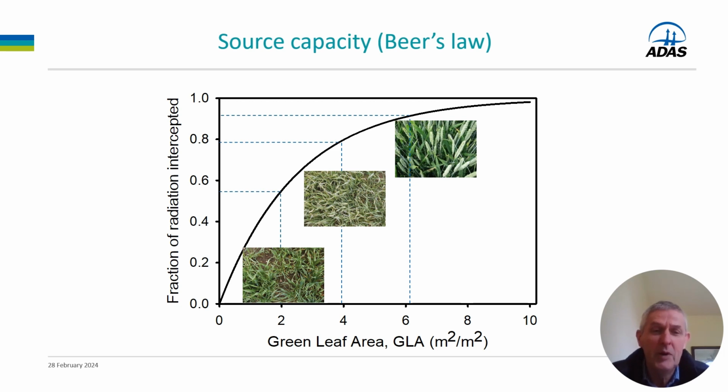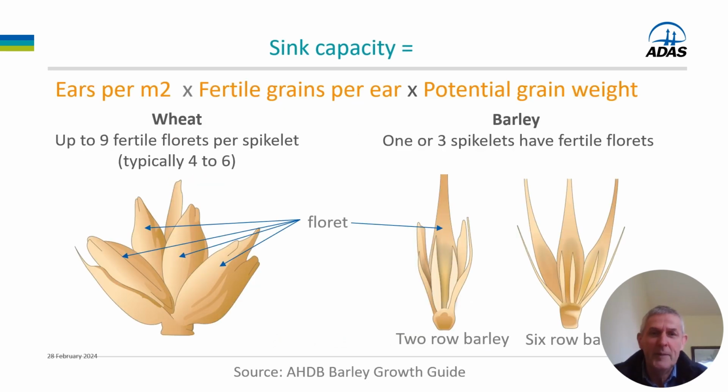the dotted line up, we're intercepting just over half of the available light. At a green area of 4, we're intercepting about 80% of the light. And by the time we get up to a green area of 6, we're up to about 90% plus of the light being intercepted. So this is a pretty good measure of our source capacity, how much carbohydrate we can produce. And we'll come back to disease and the effect of that a bit later on. But first we need to think about the sink capacity.